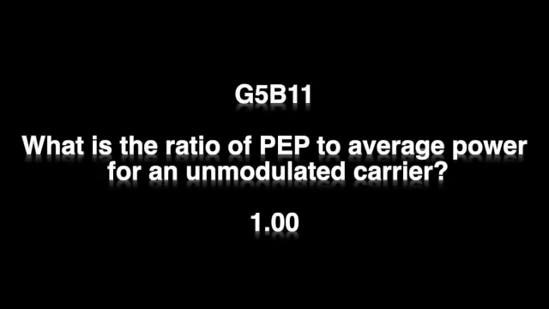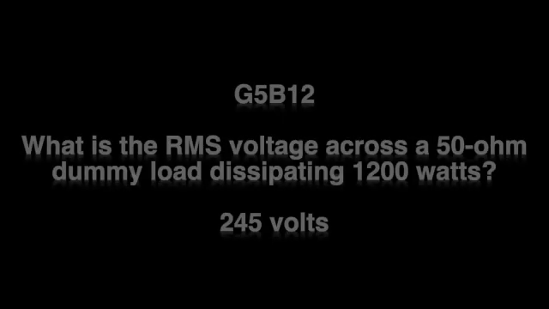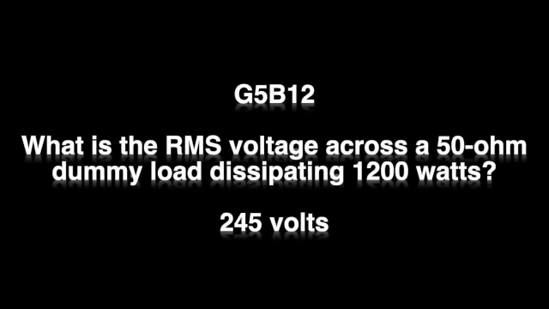G5B11. What is the ratio of PEP to average power for an unmodulated carrier? 1.00. G5B12. What is the RMS voltage across a 50 ohm dummy load dissipating 1200 watts? 245 volts.